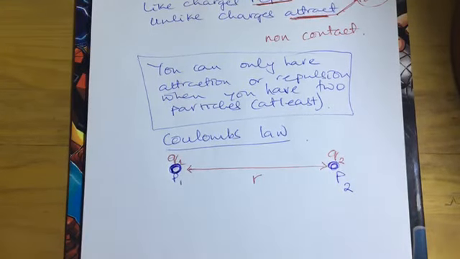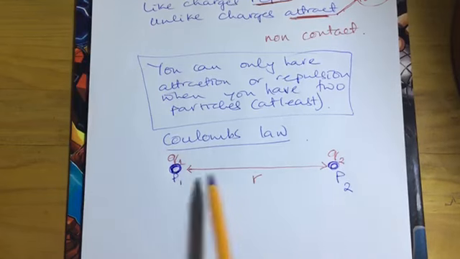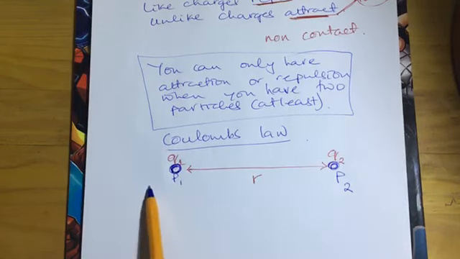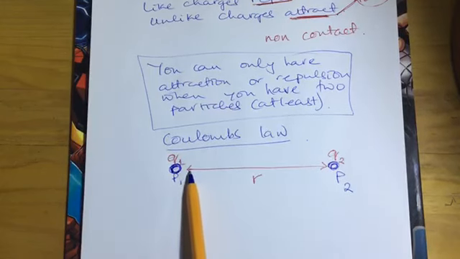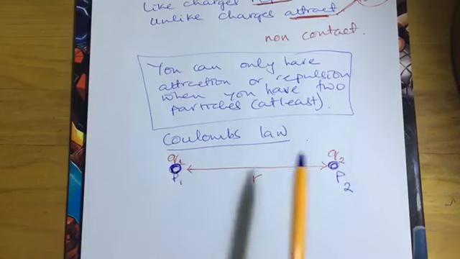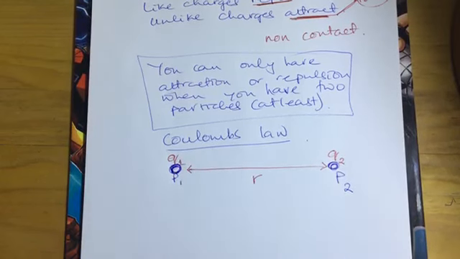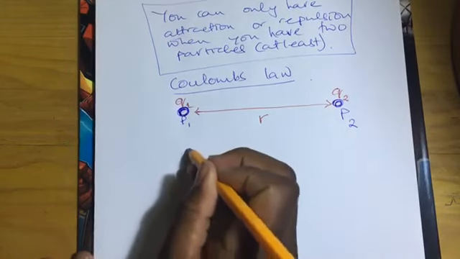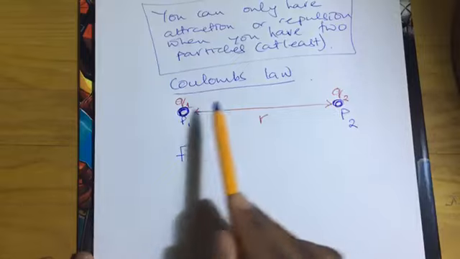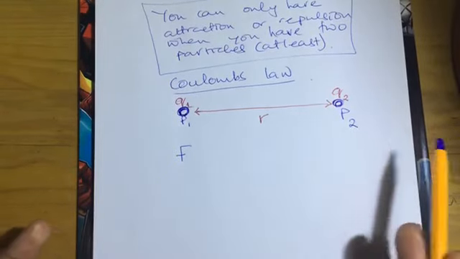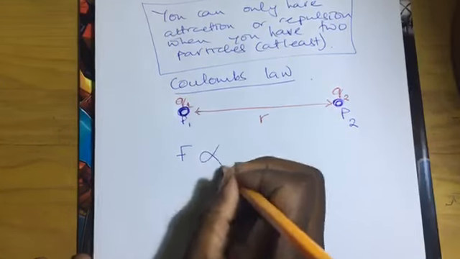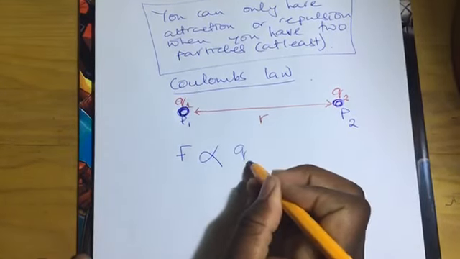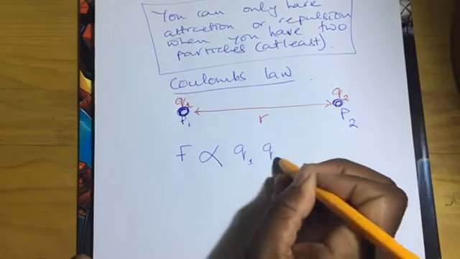So it has been found that the force of attraction or repulsion between these two is directly proportional to the product of the magnitude of their charges, and inversely proportional to the square of the separation distance. What do I mean? The force of attraction or repulsion, we don't know whether it is attraction or repulsion because we haven't assigned any charges yet. The force is directly proportional to the product of the charges, so q1 times q2.